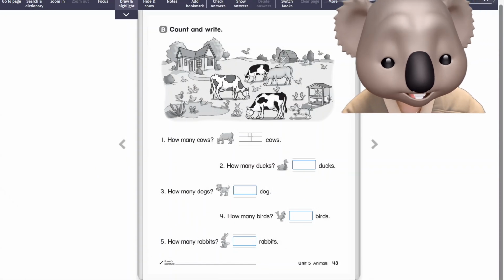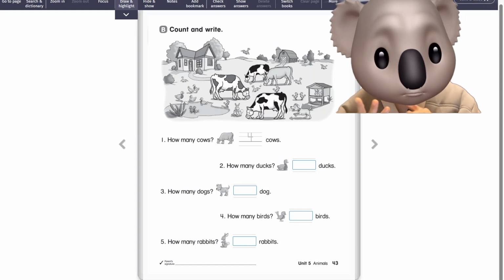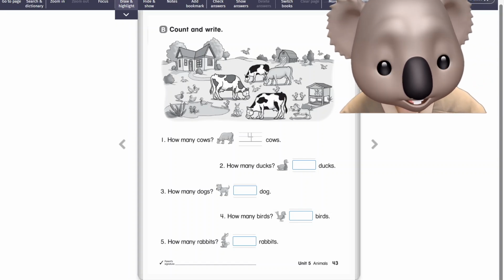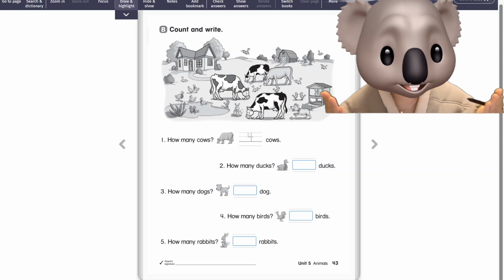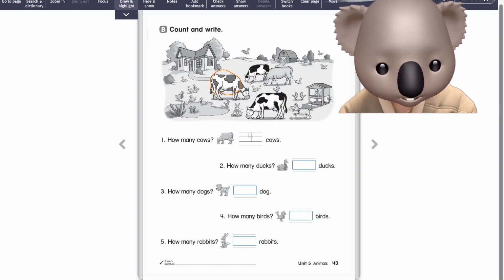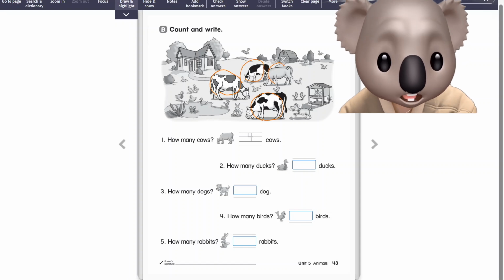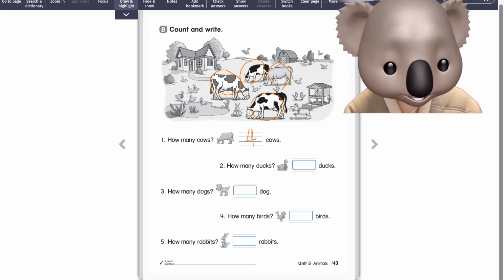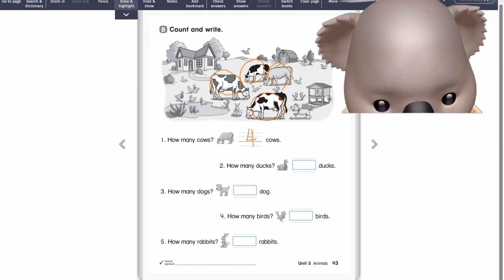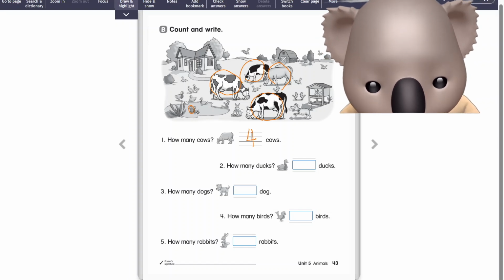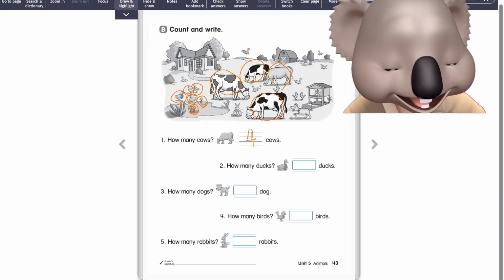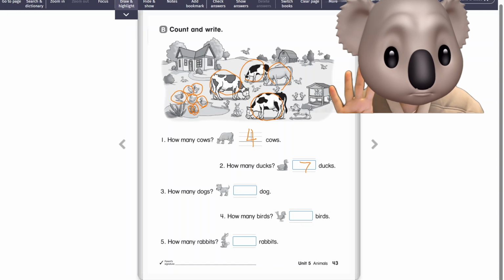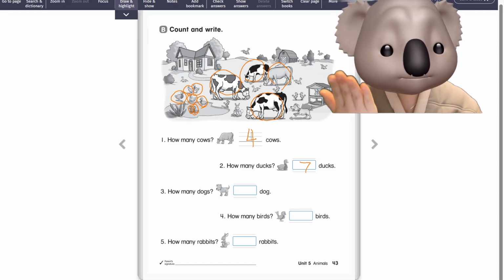On page 43, the directions say count, 세고, and write. In number 1, the question says, how many cows? 1, 2, 3, 4. 4 cows. Number 2, how many ducks? 1, 2, 3, 4, 5, 6, 7. 7 ducks. For numbers 3, 4, and 5, I would like you to do it by yourself.